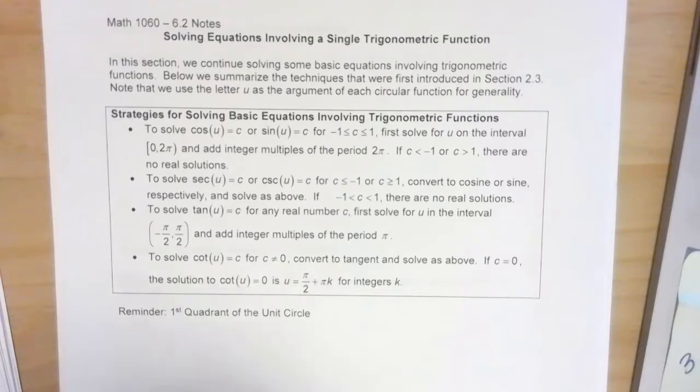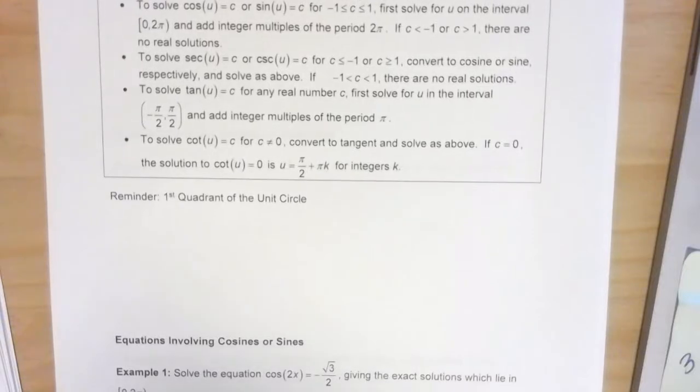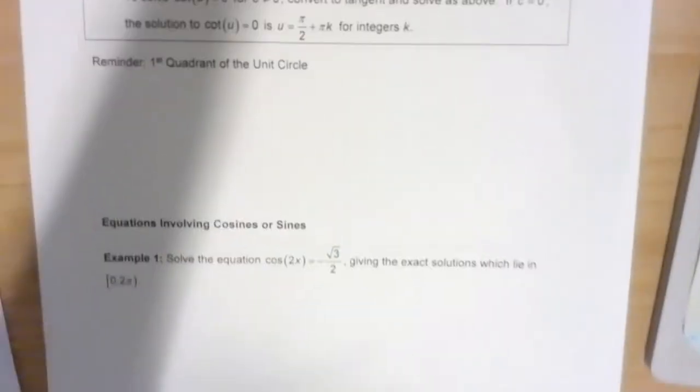So keep these in mind as we go. I'm not going to go over the unit circle right now. Hopefully you guys have that down. And we will jump into example 1.